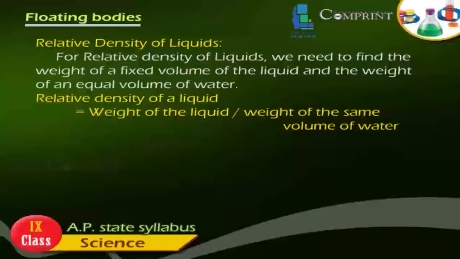For relative density of liquids, we need to find the weight of a fixed volume of the liquid and the weight of an equal volume of water. Relative density of a liquid is equal to weight of the liquid by weight of the same volume of water.